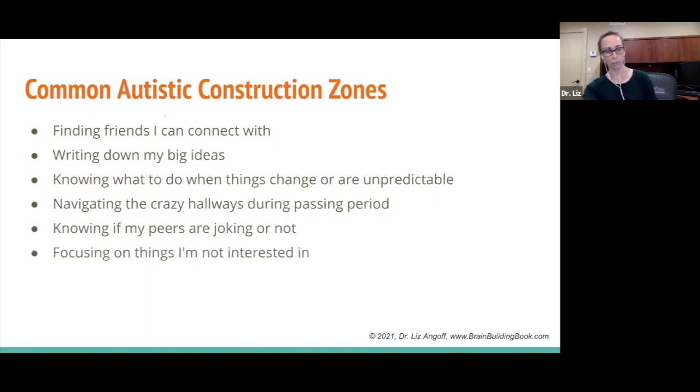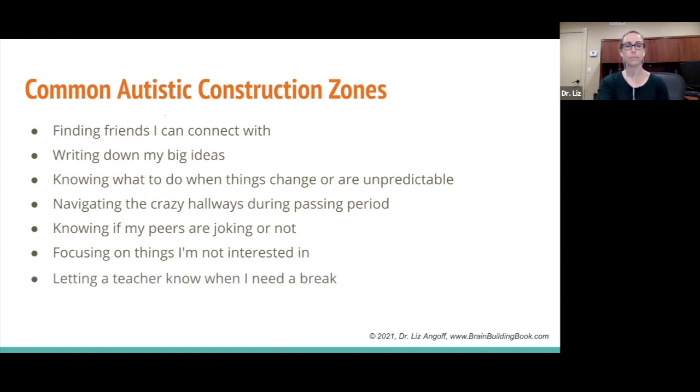Focusing on things I'm not interested in, letting a teacher know when I need a break. And you'll notice, again, that things that are not in here are things that may be more neurotypical expectations. We don't need to help an autistic child be more normal. Our job is to figure out what their superpowers are and how they connect with the world, how they perceive the world, so we can help them be more them.